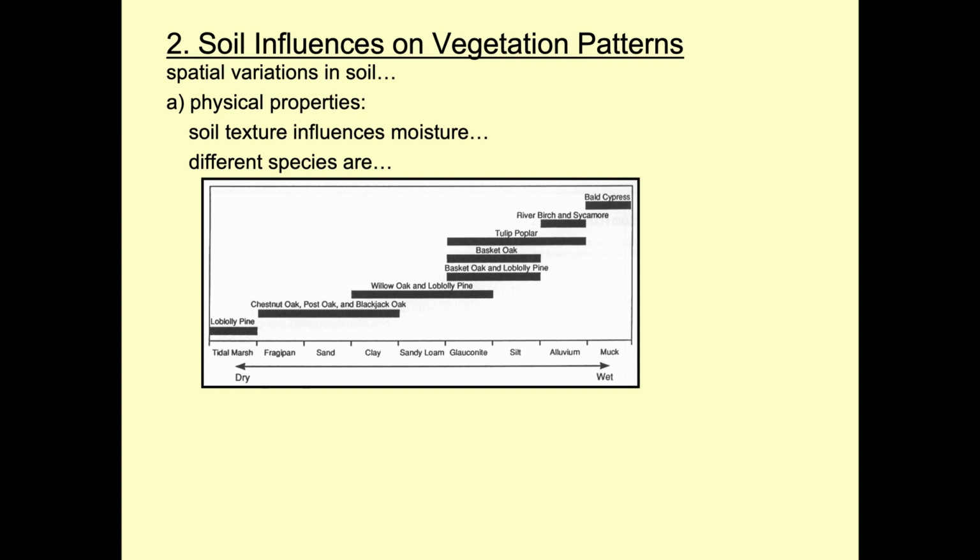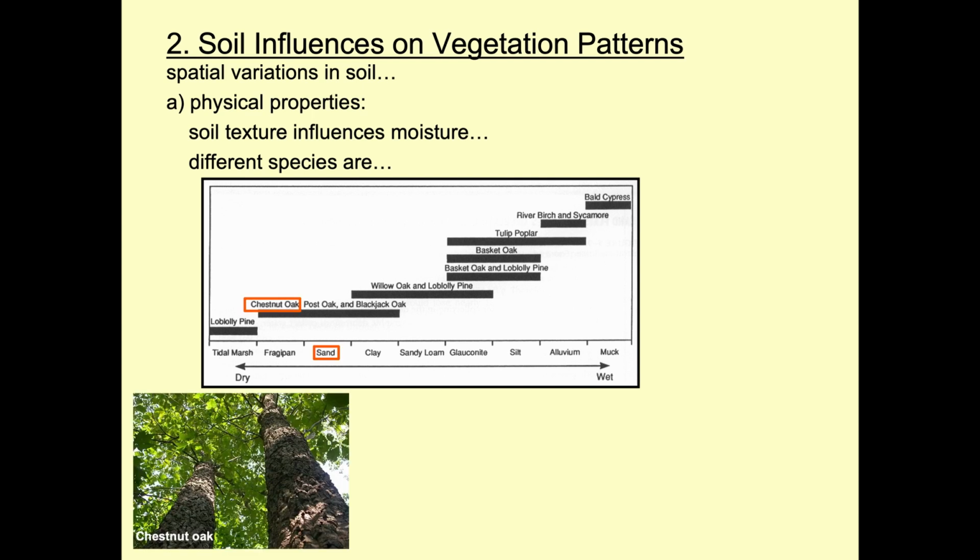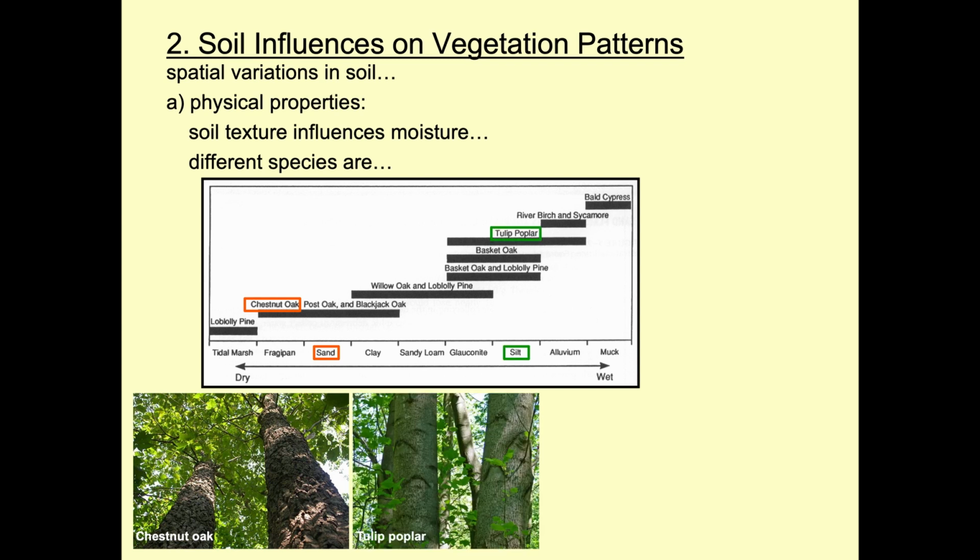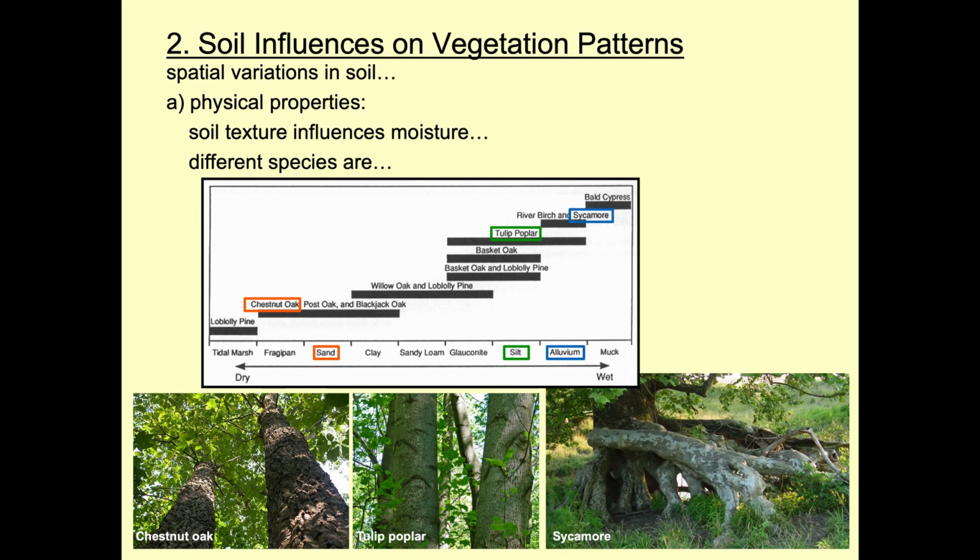So three of these species we actually have here in Western New York, and we're provided with a useful example. We have chestnut oak that dominates these drier, sandy conditions. We have tulip poplar that exist in these more moist silt conditions. And then we have sycamore trees that dominate these completely saturated habitats next to streams.